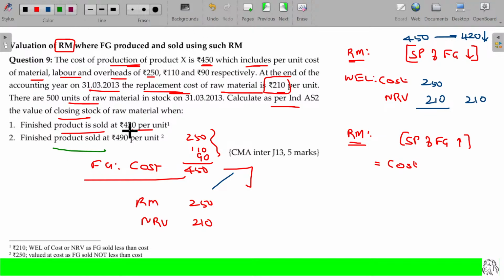Scenario 2, finished product sold at rupees 490. Originally 450, finished product is not decreasing, it is constant or increasing. In that case, raw material value being 250, we never bother about the NRV of the raw material. So whenever we supposed to value the raw material, always cross verify with the finished goods value. If the finished goods value is decreasing in the market, only then raw materials value will be adjusted to the NRV, else you can show at cost itself.